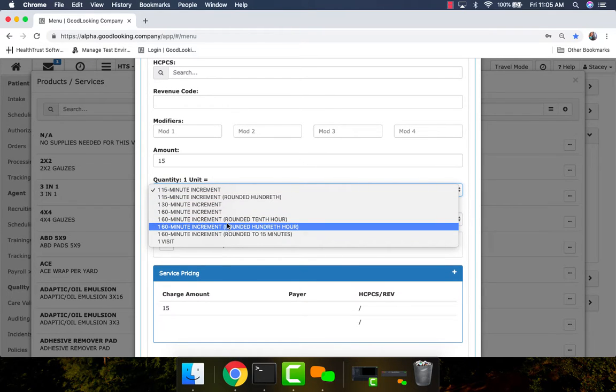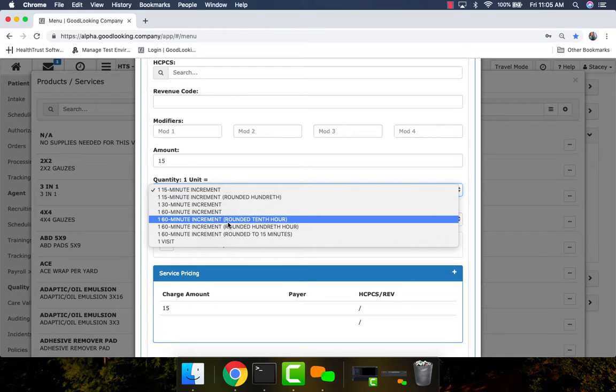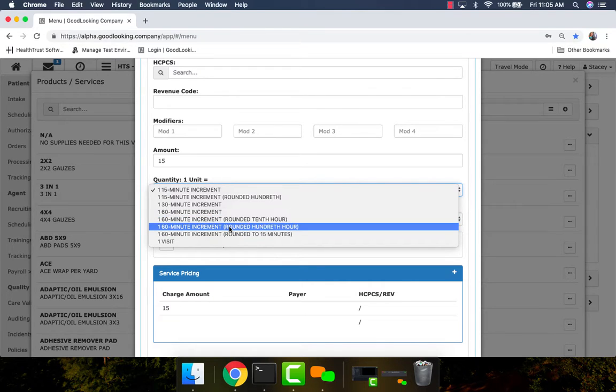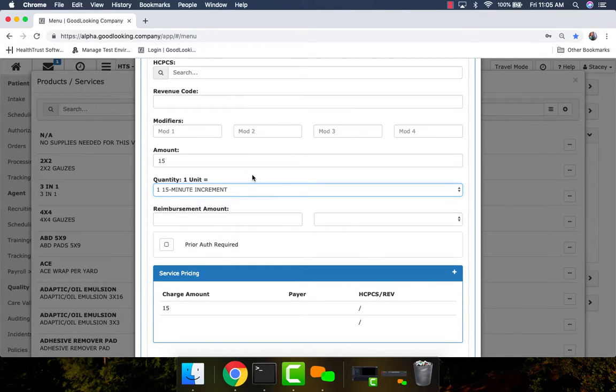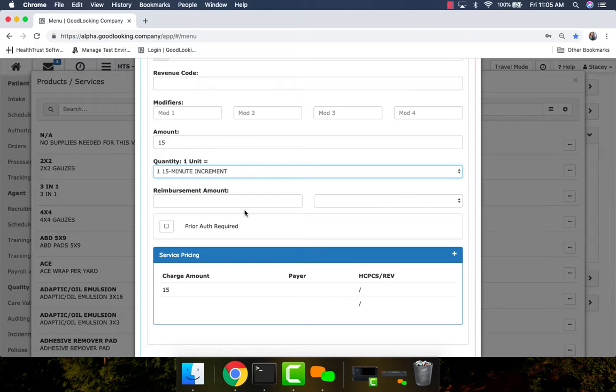So you're able to control a lot of settings there, and you're also able to tell us how you want those rounded. For instance, some payers require us to round to the 10th of the hour or the 100th of an hour or to the nearest 15-minute increment. So you're able to control that as well. And then earlier when we talked about your fee schedule, you can also tell us what your expected reimbursement amount is.